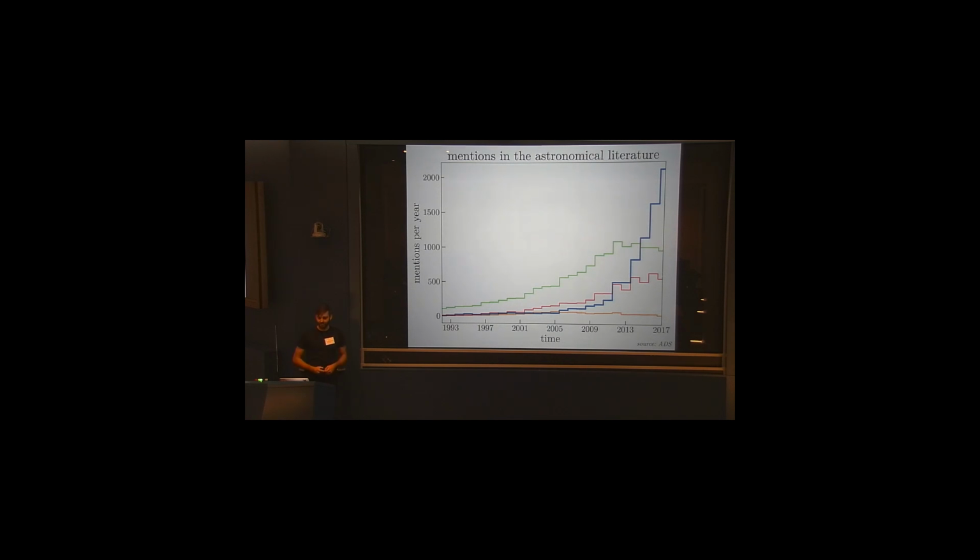the underdog. But I want to start with this because I think you could probably guess which line there is Python. So this is mentions in the astronomical literature, just full text searches in ADS. Python is really now the de facto language in the astronomical sciences. So it's taken off, we're in that state, and that's now the context for the rest of the talk.